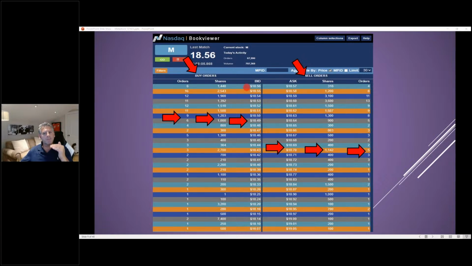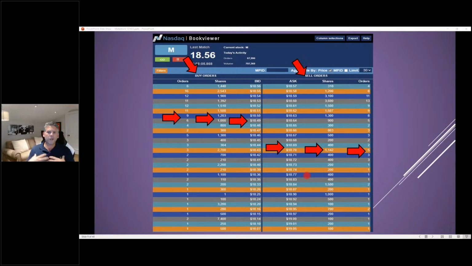Whoever wants to buy for the most amount of money is up on top. Whoever wants to buy for less money is on the bottom. Whoever wants to sell their shares for the least amount of money is up on top. Whoever wants to sell their shares for more money is down at the bottom. So basically what you're looking at is a chat room.